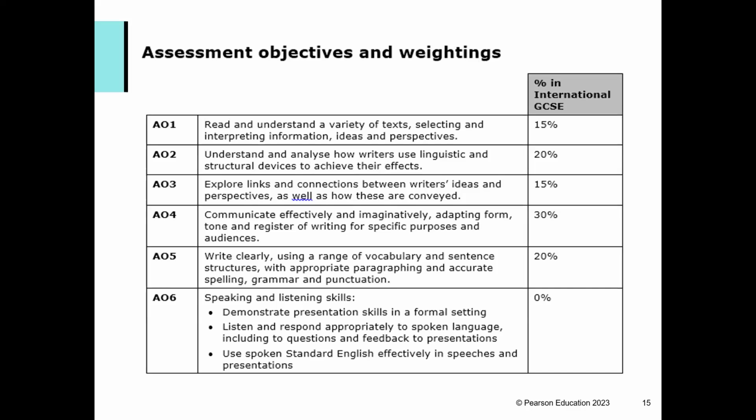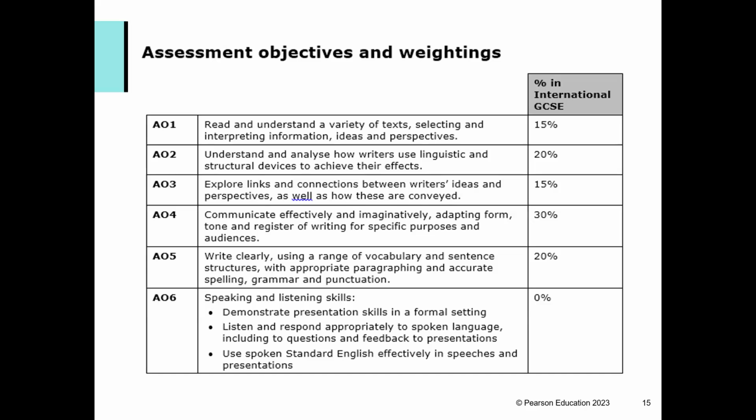AO1: read and understand a variety of texts, selecting and interpreting information, ideas and perspectives. That's 15% of the final grade. AO2: understand and analyze how writers use linguistic and structural devices to achieve their effects. And that's 20% of the final grade.